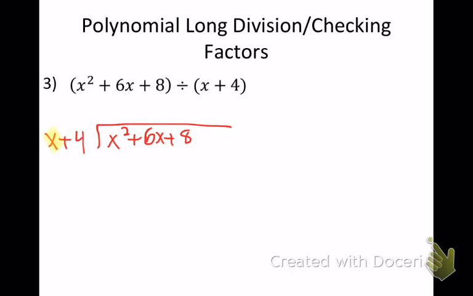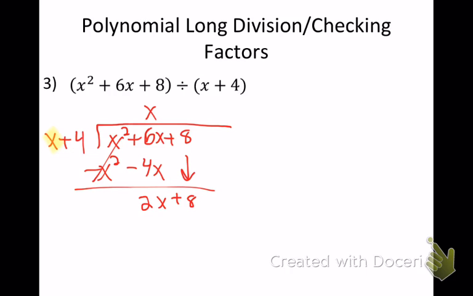How many times is x going to x squared? x. Just 1x or just x, right? So I get x. And then I'm going to multiply back. What's x times x? x times 4. 4x. And then I subtract, so I change signs. So I have 2x plus 8.